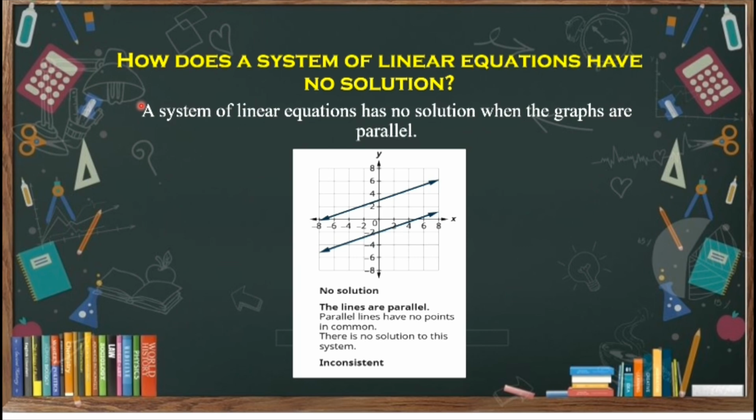First of all, how does a system of linear equations have no solution? A system of linear equations has no solution when the graphs are parallel. This is an example when the graphs are parallel. Parallel lines have no point in common. There is no solution to this system. That means these equations are inconsistent.